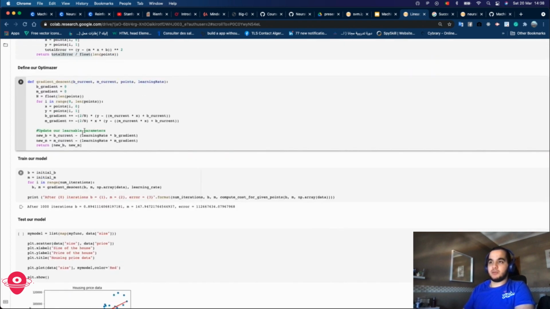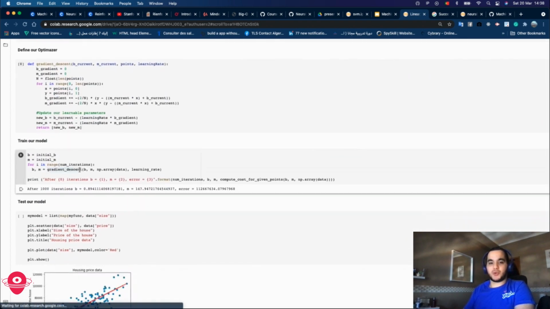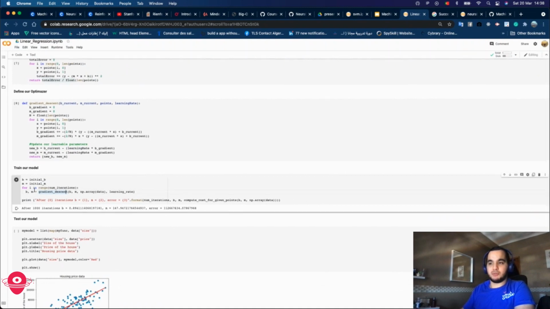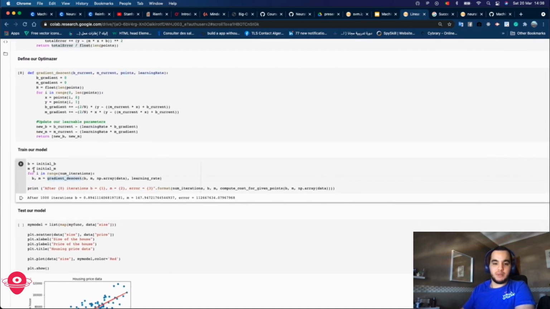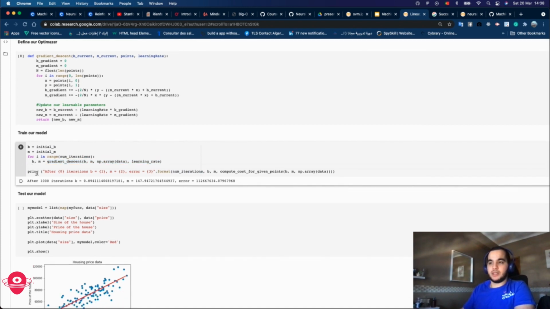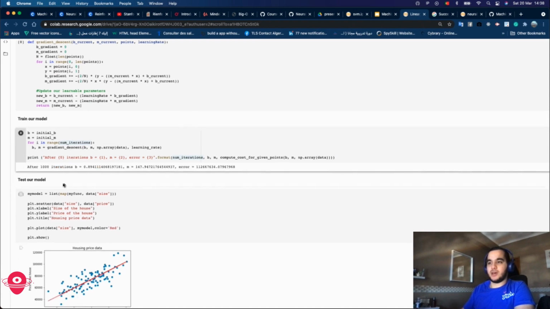Okay, so these are basically the components, and when you try to train your model, you're basically going to define the b and the m as the initial ones, and you're going to loop through the number of iterations that we defined and run gradient descent and keep accumulating the b and the m. And here we are basically just plotting the number of iterations and the error after that. So let's run it. It's going to be very fast.